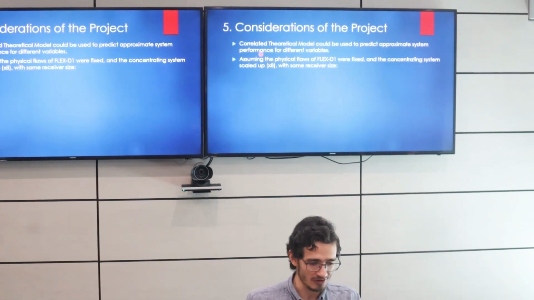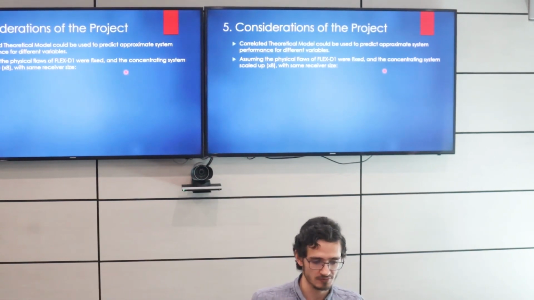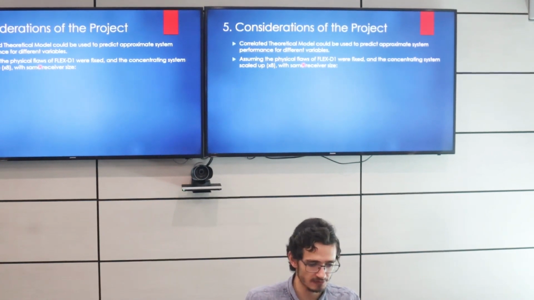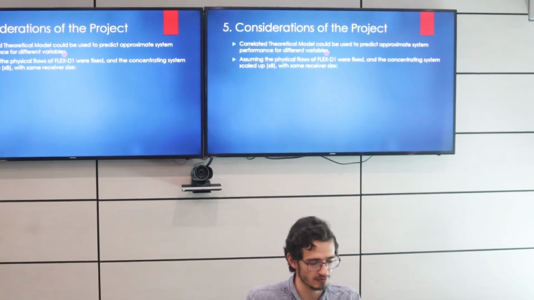On the other hand, the correlated theoretical model could then also be used to predict the approximate system performance for different variables. For instance, assuming this Flex D1 model were then fixed of all its flaws and the concentrating system scaled up, but still using the same receiver size as shown with this figure, the following results were obtained, where it could be seen that the initial target temperatures could be reached very quickly. Or in other words, this presents us with the possibility of quickly heating up small quantities.